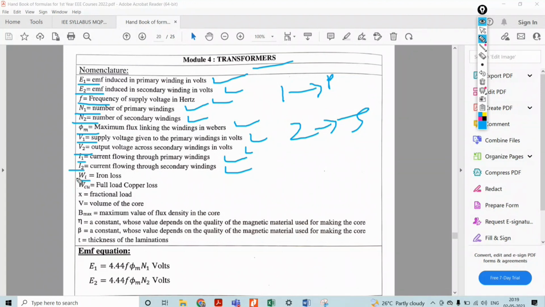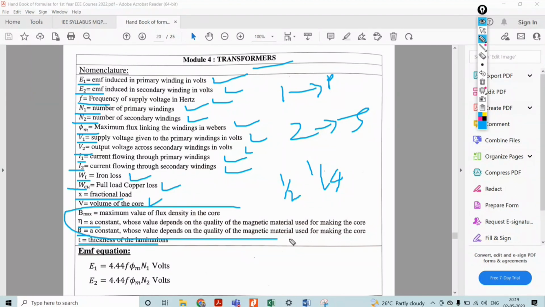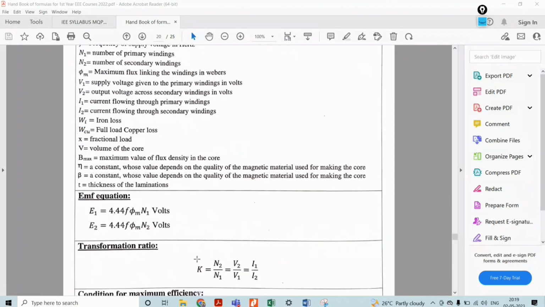Wi is iron loss. Wcu is copper loss. X is the fractional load, that is 1/2, 1/4, like that. V is the volume of the core. Bmax is the flux density at the maximum flux. Eta is efficiency. Beta is also used as a constant, then the thickness. But these are not required, just to have a glance of it, which is required for the other subject.